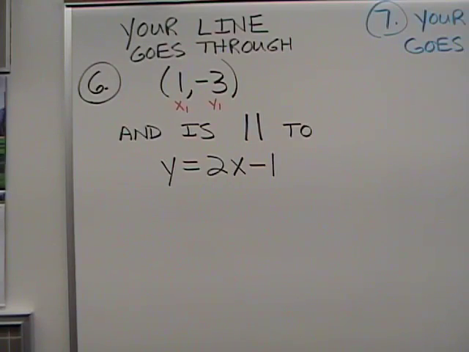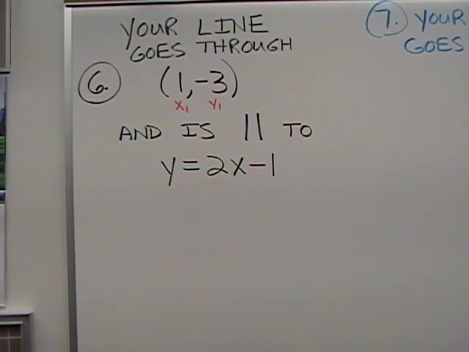Let's take a look at how parallel lines and their slope affect the information that we need to come up with the equation of our line. Take a look at number 6. The information we're given says that your line goes through the point (1, -3). So that's a point that we know is sitting on our line. And the additional information they give us is that our line is parallel to their line in the book.